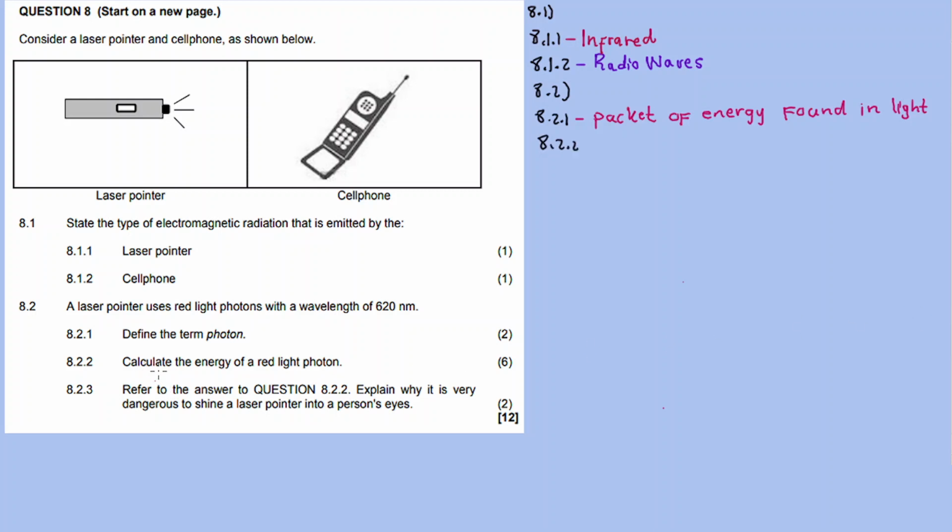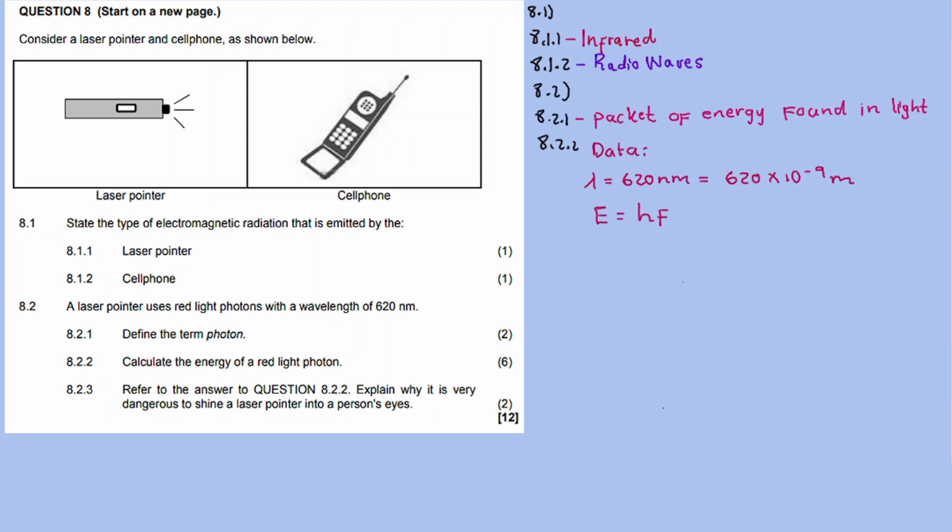8.2.2: calculate the energy of the red light photon. Let's take out the data card. We are given only a wavelength. This wavelength must be expressed in meters, so it is 620 times 10 to the exponent minus 9 meters. This is 620 nanometers, a nano being 10 raised to the exponent minus 9. But we want to calculate the energy, and I'm only given a wavelength.